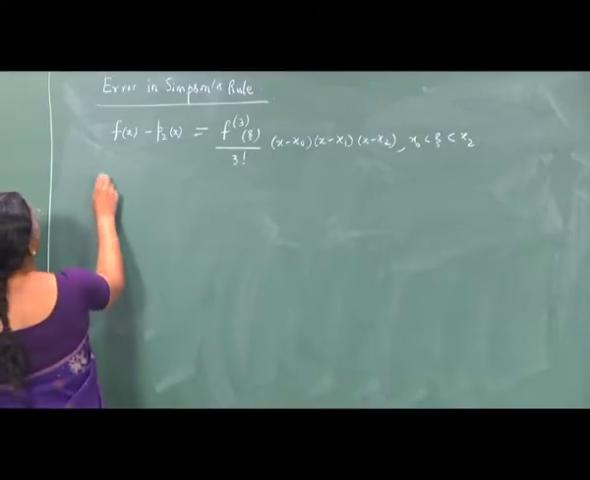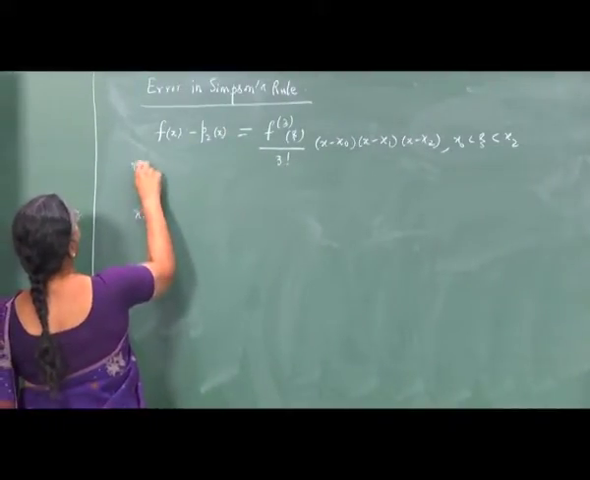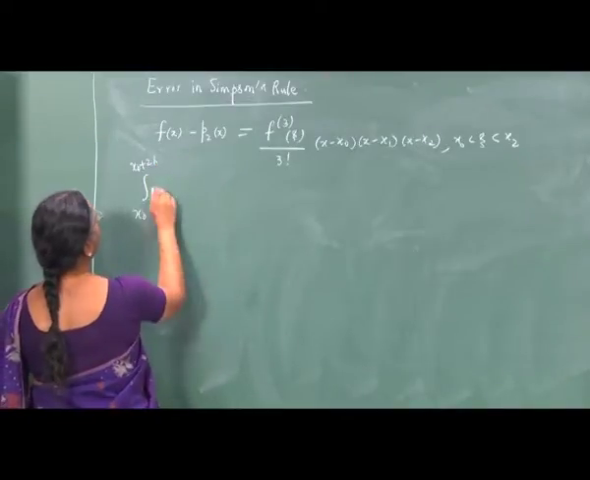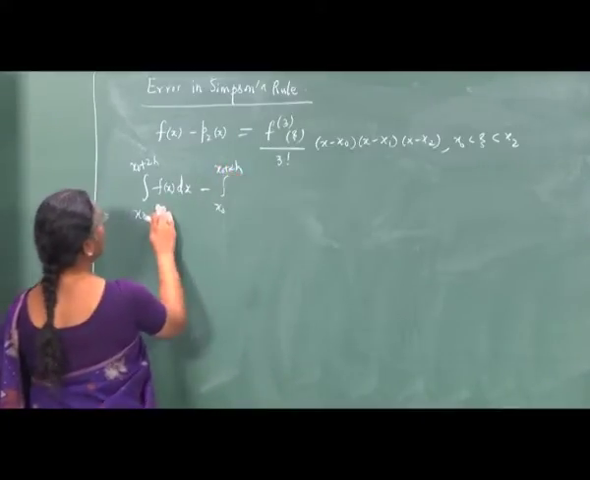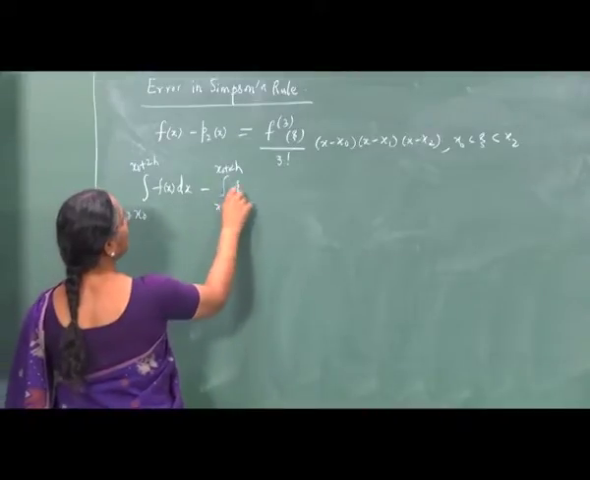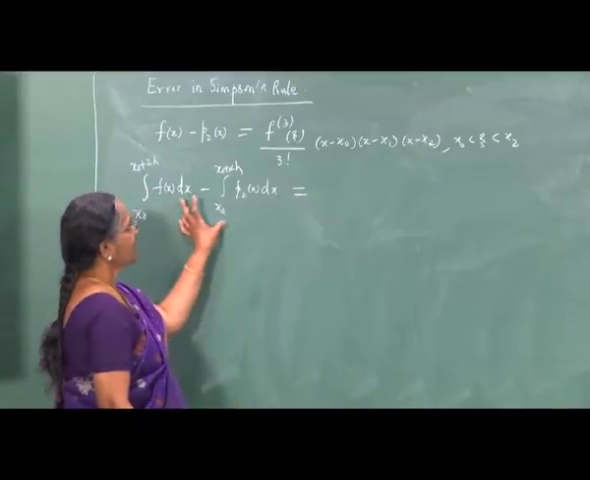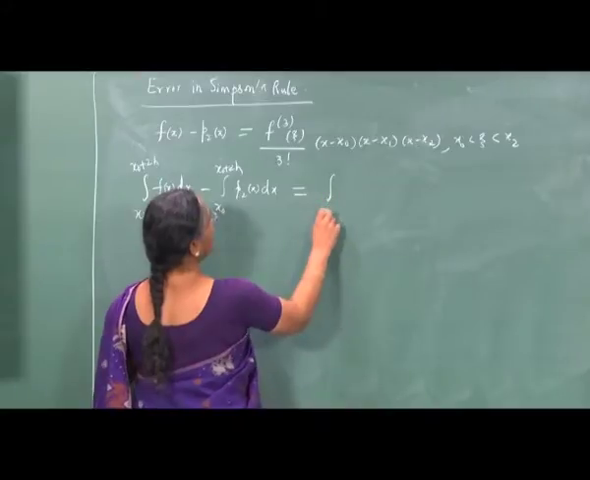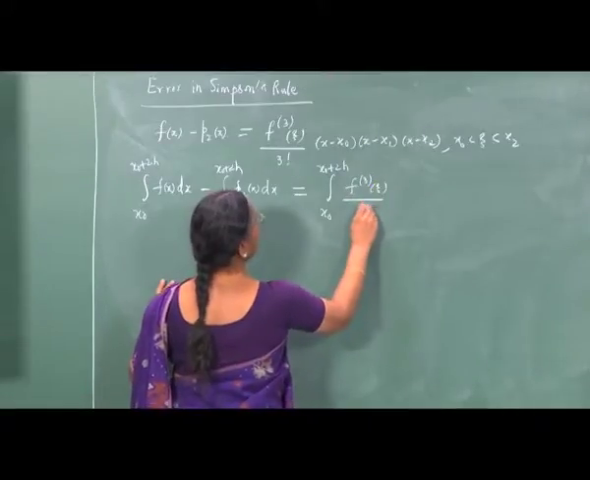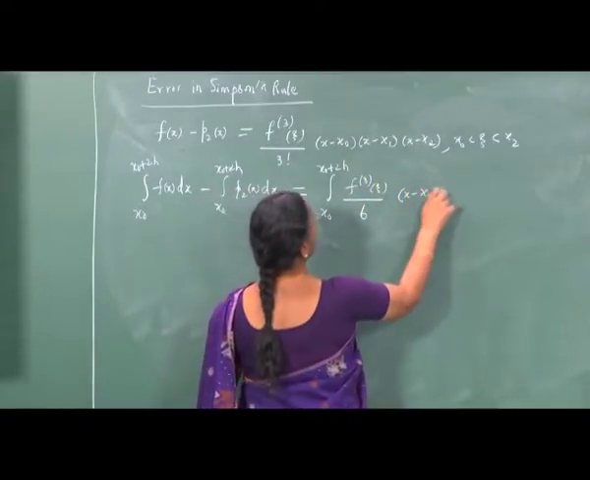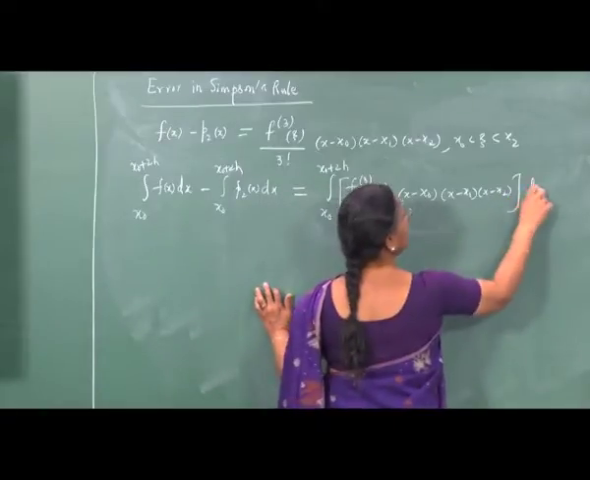So we would like to get the error in evaluating the definite integral by approximating f(x) by p2(x). That will be the integral from x0 to x0 plus 2h of f(x) dx minus the integral of p2(x) dx, and we want this expression, which is the error in Simpson's rule. That will be the integral from x0 to x0 plus 2h of the third derivative at psi by factorial 3 into (x minus x0)(x minus x1)(x minus x2) integrated with respect to x.